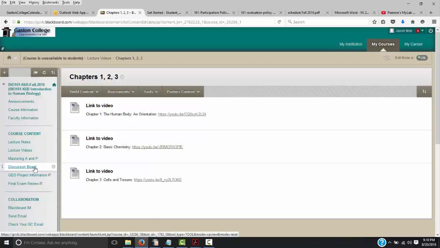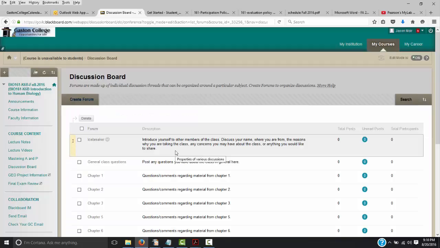The discussion board. Here's what I meant by the icebreaker discussion that is due by this Friday. And all this is an introduction from you to the rest of the class. So you'll click on this thread here, and you'll basically give your name, where you're from, the reason why you're taking the class, any concerns you may have about the class, anything in particular that you'd like to share.